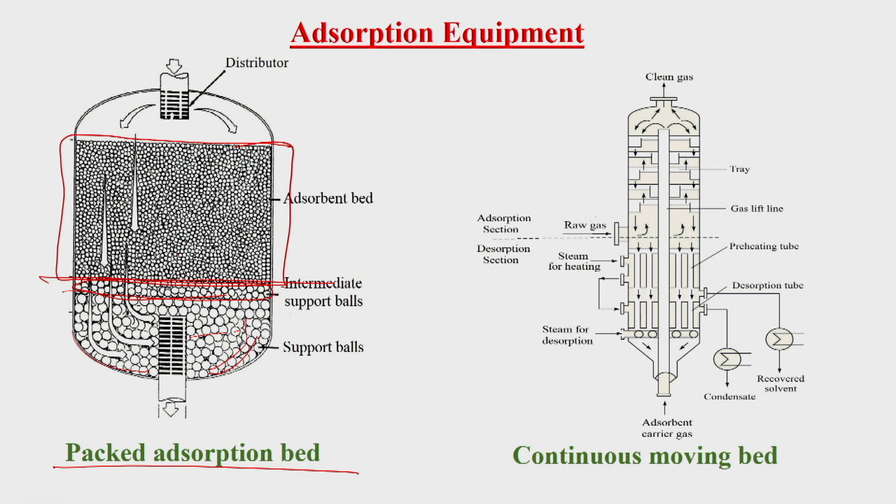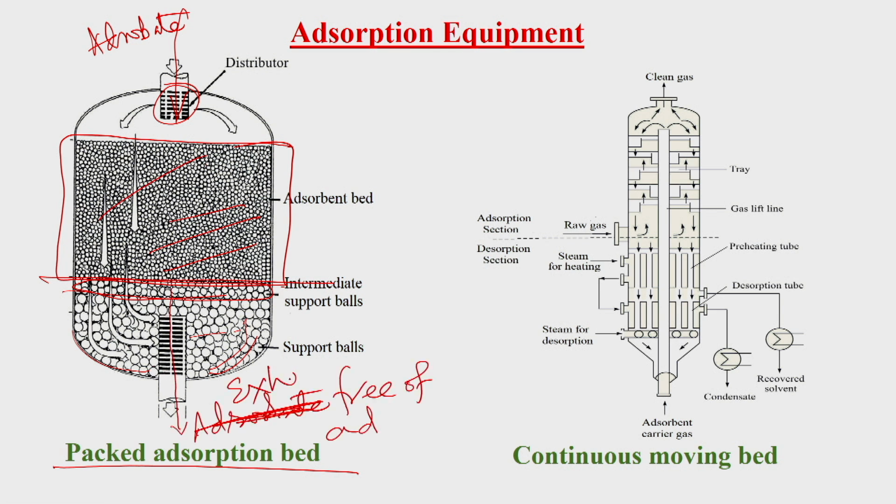Suppose through this distributor the adsorbate will be entering, and the adsorbent is filled here, and when it comes out, the exhaust is free of adsorbate, or the target component will be here only. So, once the process is over, it will be adsorbent plus adsorbate.